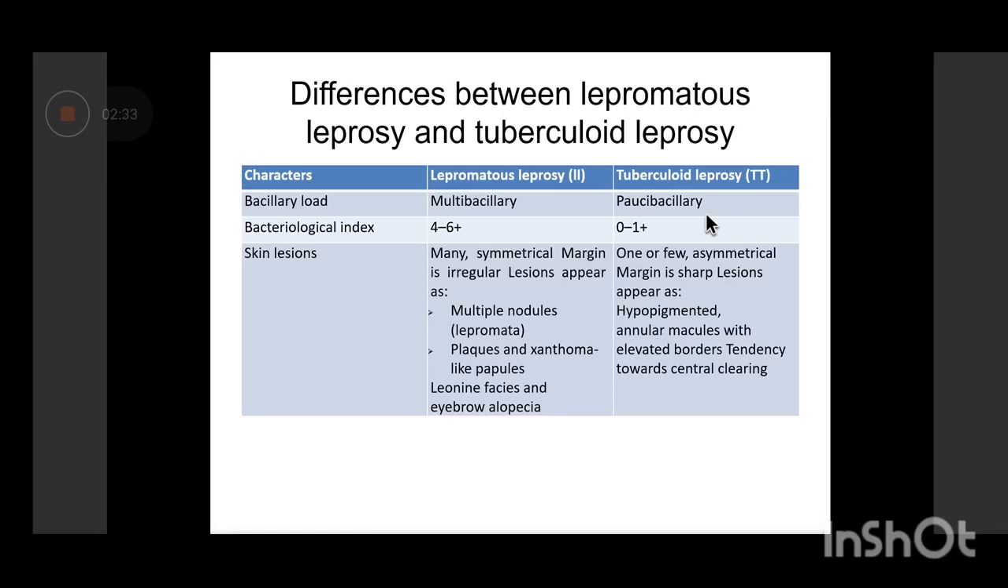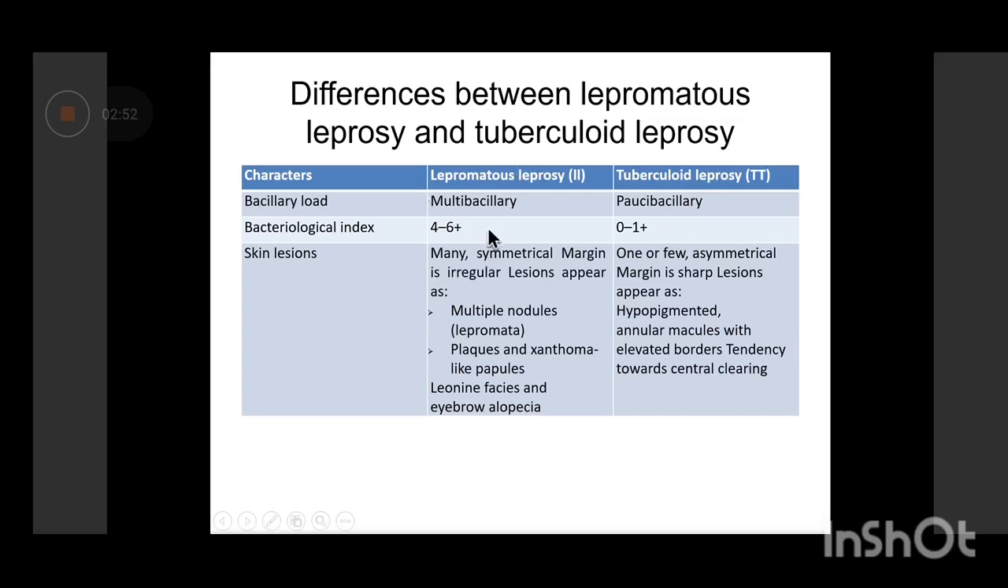As I told you, leprosy is broadly classified into two types: lepromatous leprosy and tuberculoid leprosy. So it's a bipolar disease. So there is a classification. There are differences between lepromatous leprosy and tuberculoid leprosy, and this is important for you to remember.